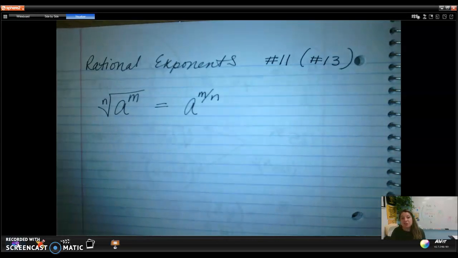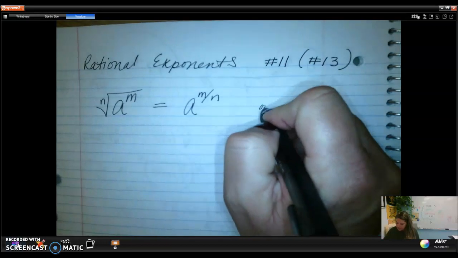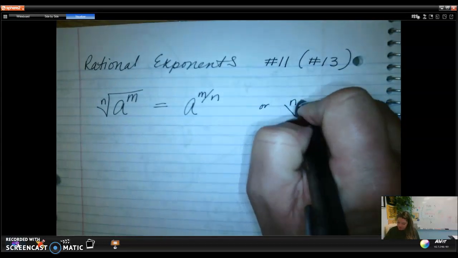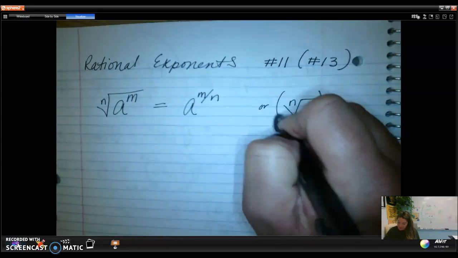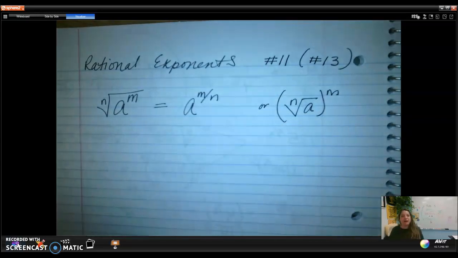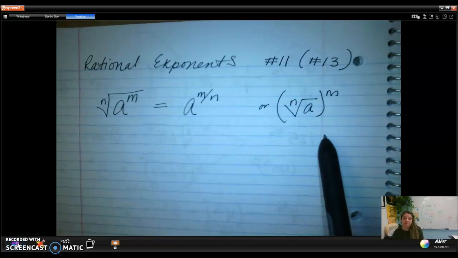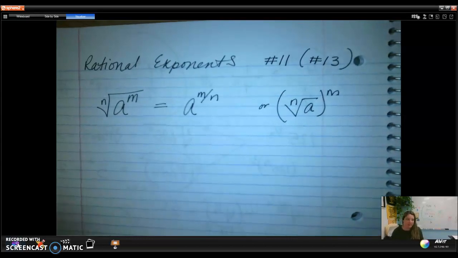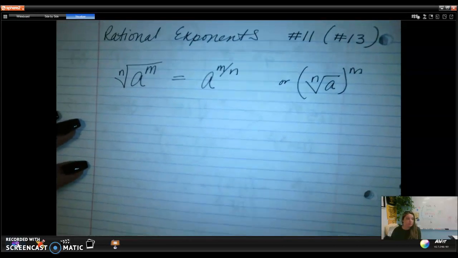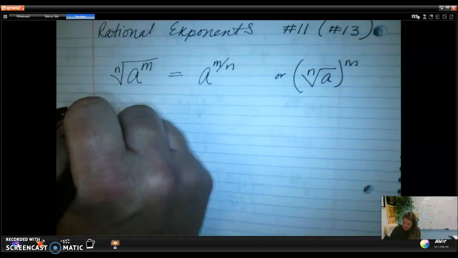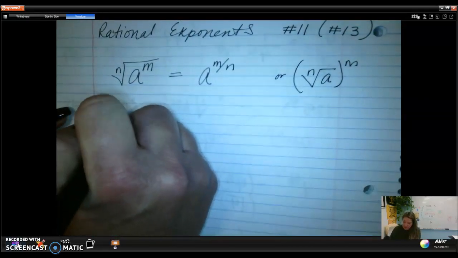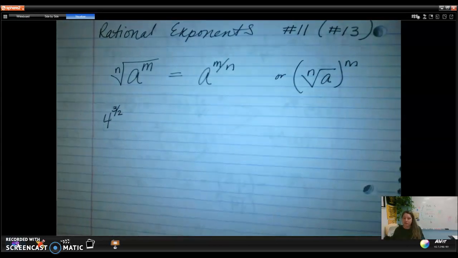Now, using all of those rules of properties, you can also write it as the nth root of that number raised to the m power. And this is actually how I do a lot of these problems because they're easier and a little bit faster. Okay, let me show you an example. So let's say you had 4 to the 3 halves power. You need to go figure that out.